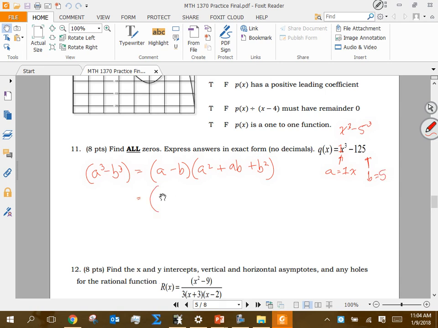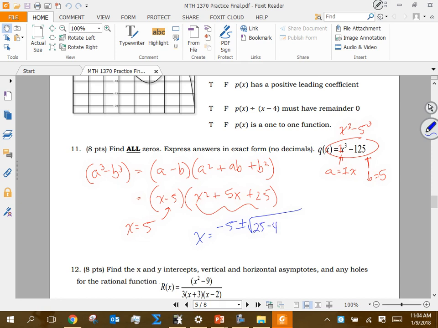So this is x minus 5, and then it becomes x squared plus a times b, which is just 5x, and then plus 25. Now if I multiply that all out, I should get back to that. They want the zeros in exact form. So you have a zero of 5 from that. But for this part, you're going to have to use the quadratic formula. So x is going to equal, I'm not going to go through all the simplification, b squared would be 25 minus 4 times 25 times 1 all over 2. So those are my zeros. You can leave it that way if you want as your final answer.